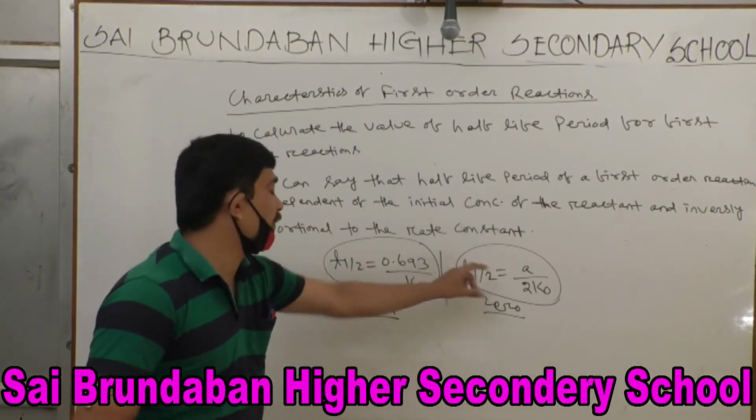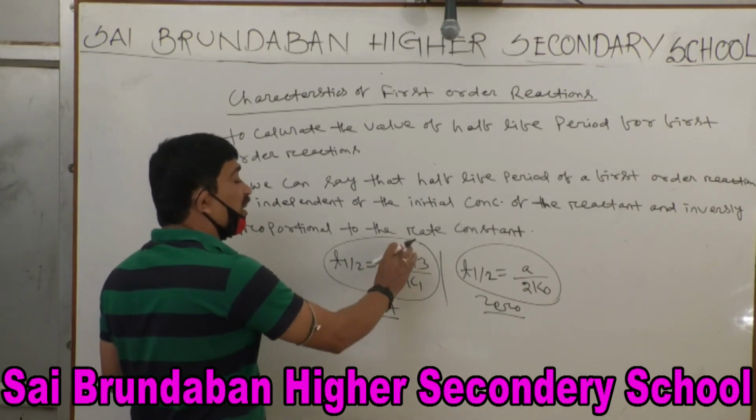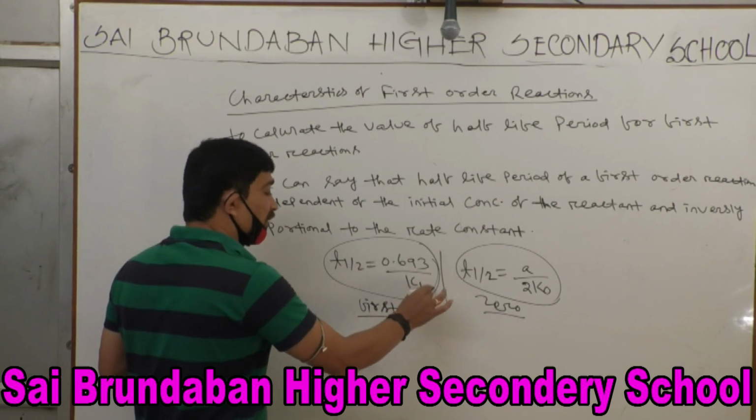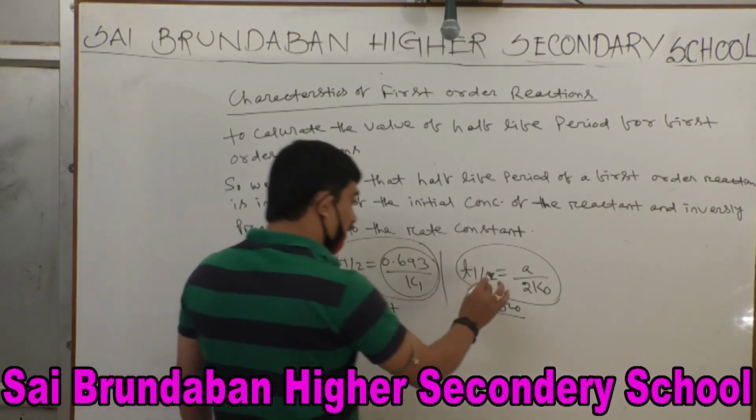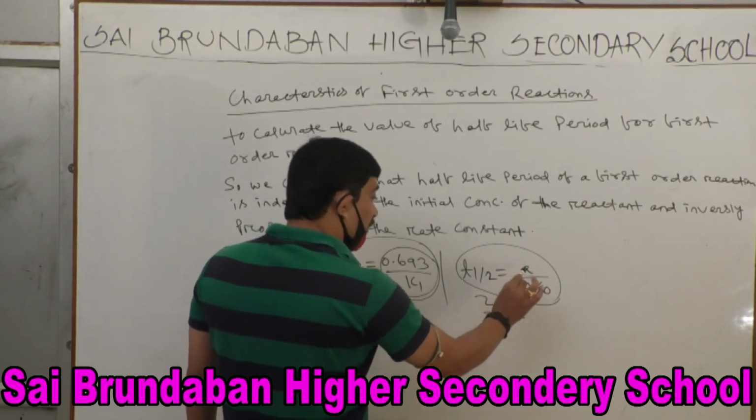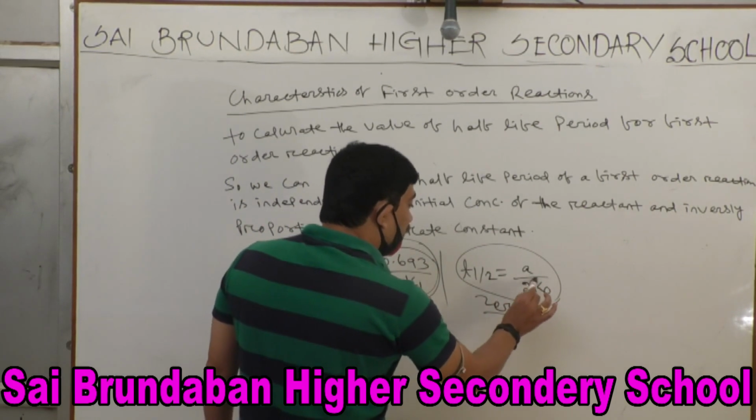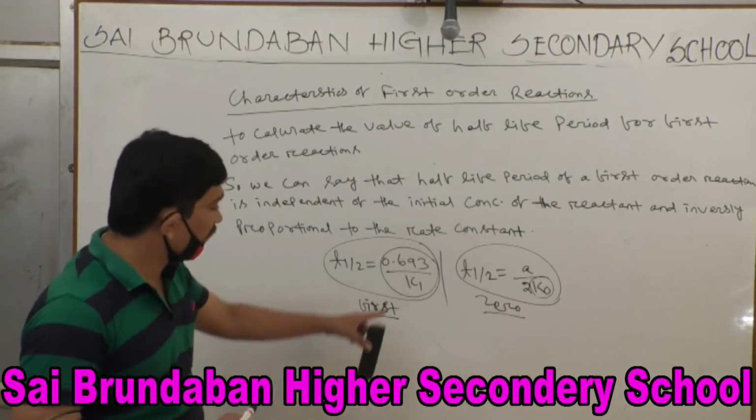What is the difference if you observe? Half-life period of a first order reaction is independent of the initial concentration of the reactant, inversely proportional to the rate constant. But in case of zero order reaction, half-life period depends upon the initial concentration of the reactant, inversely proportional to the rate constant.